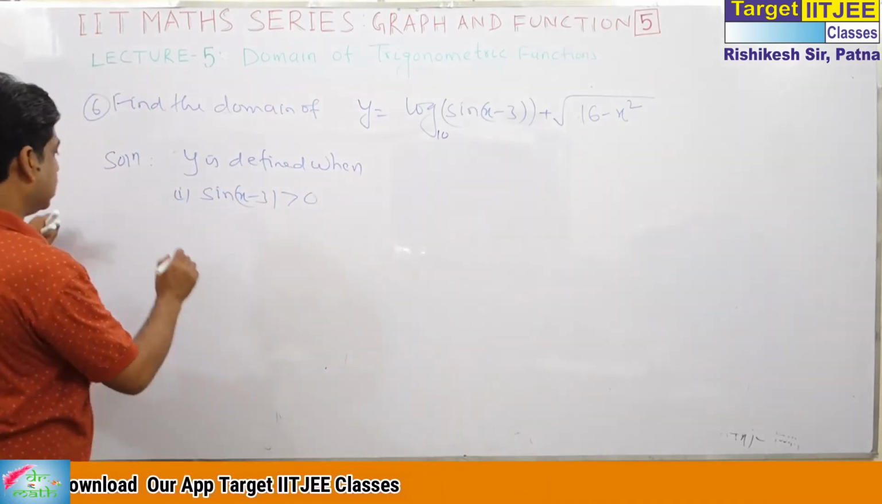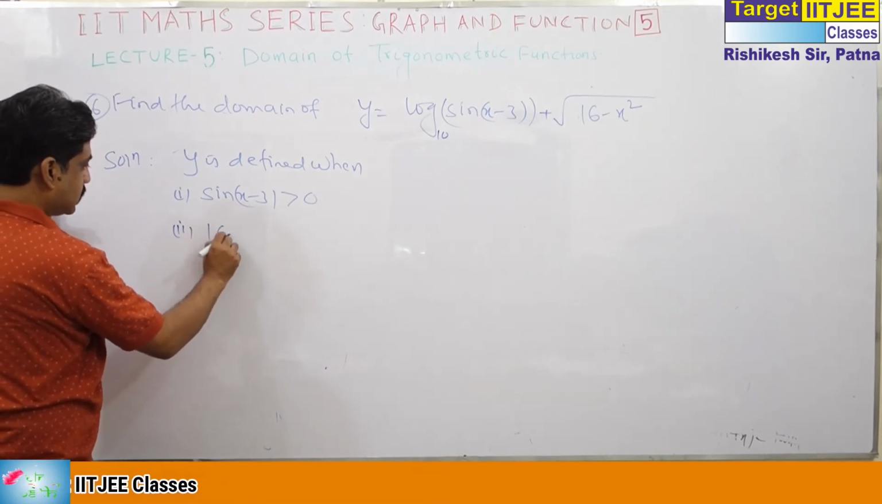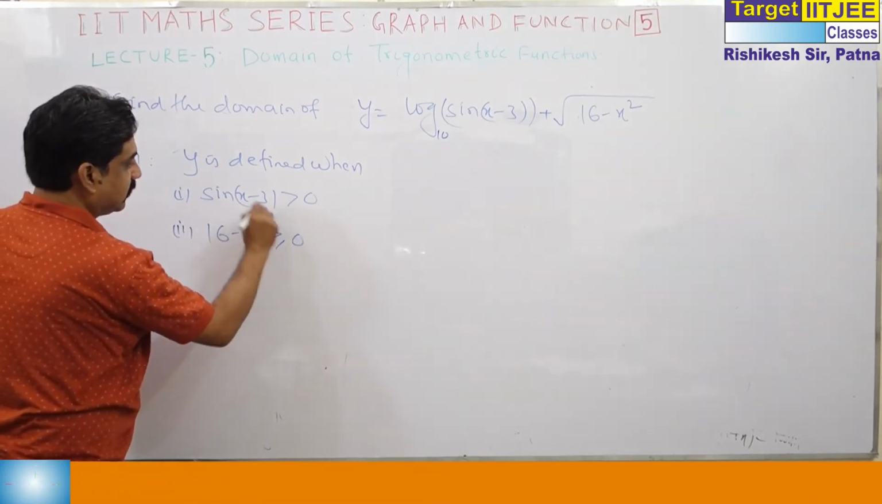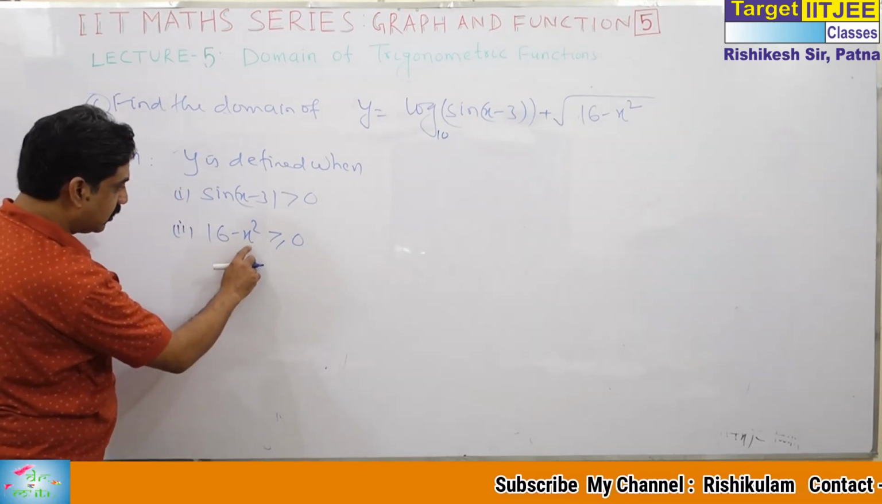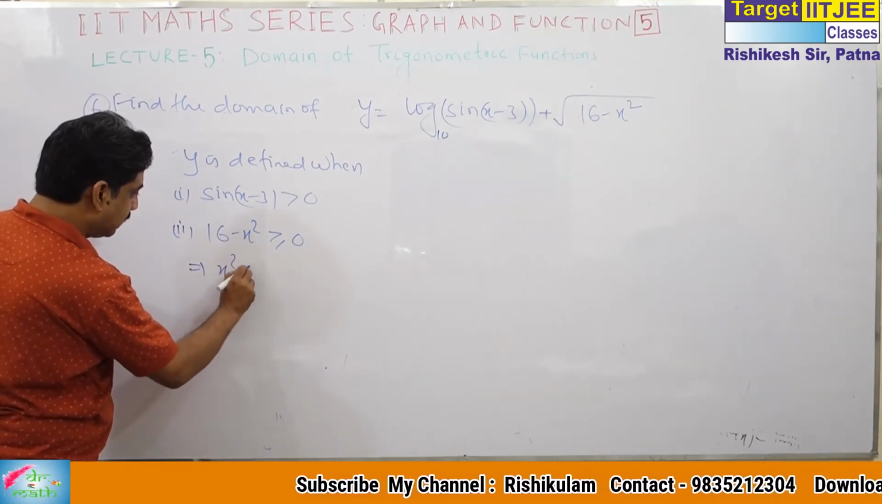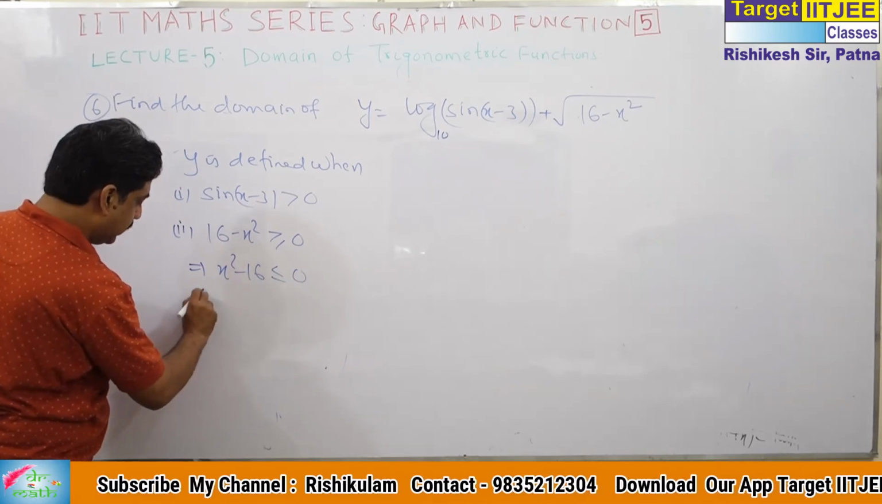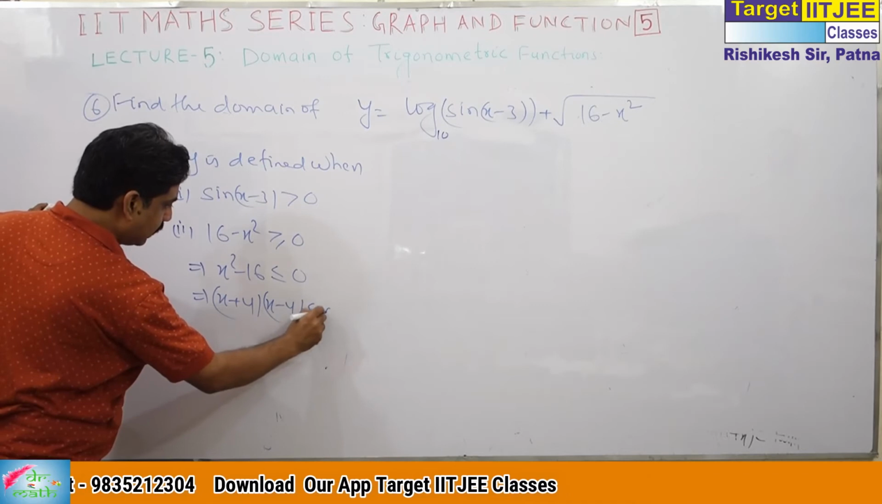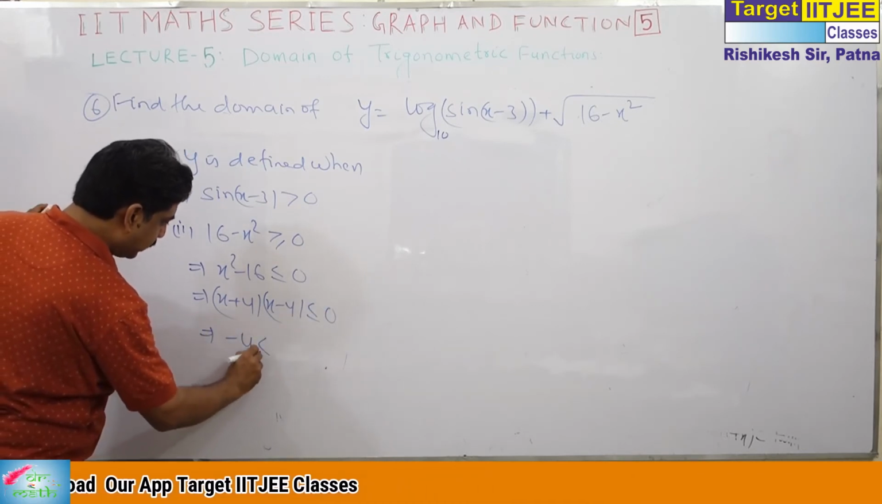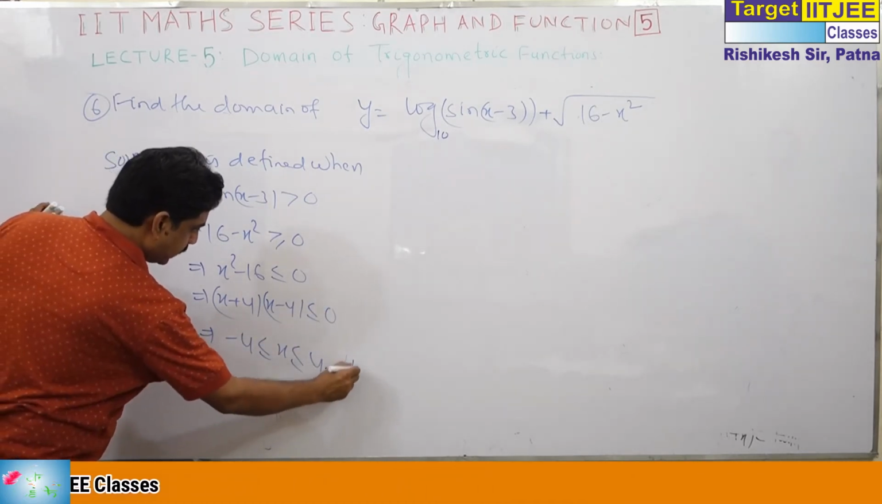And the second condition: 16 minus x square greater than or equal to 0. Now, I think this is easy to solve. Let me solve. This is x square minus 16 less than or equal to 0, so (x plus 4)(x minus 4) less than or equal to 0. This is minus 4 less than or equal to x less than or equal to 4. This is condition 1.